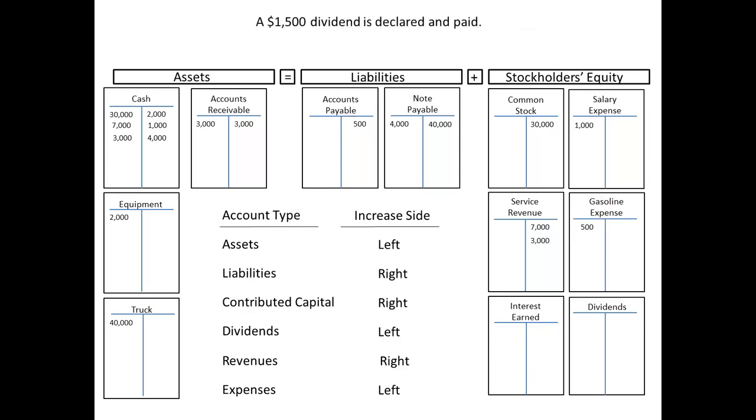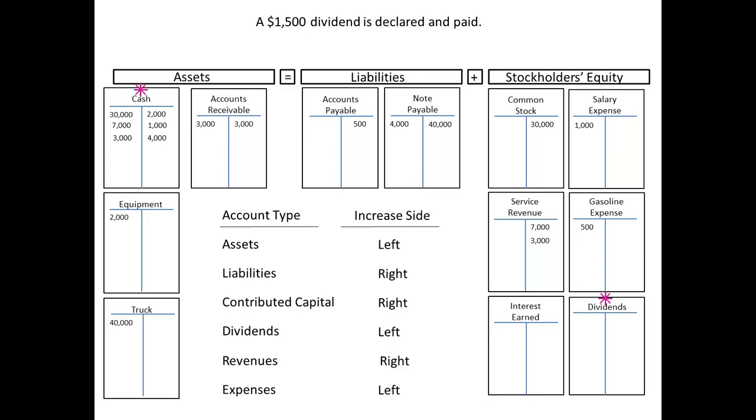Finally, Grow Green declares and pays a dividend to its stockholders. What accounts are affected? Cash and dividends. For cash, what type of account is it? Asset. What's the increased side for an asset? The left. Did the transaction cause cash to increase or decrease? Decrease, since Grow Green paid cash.